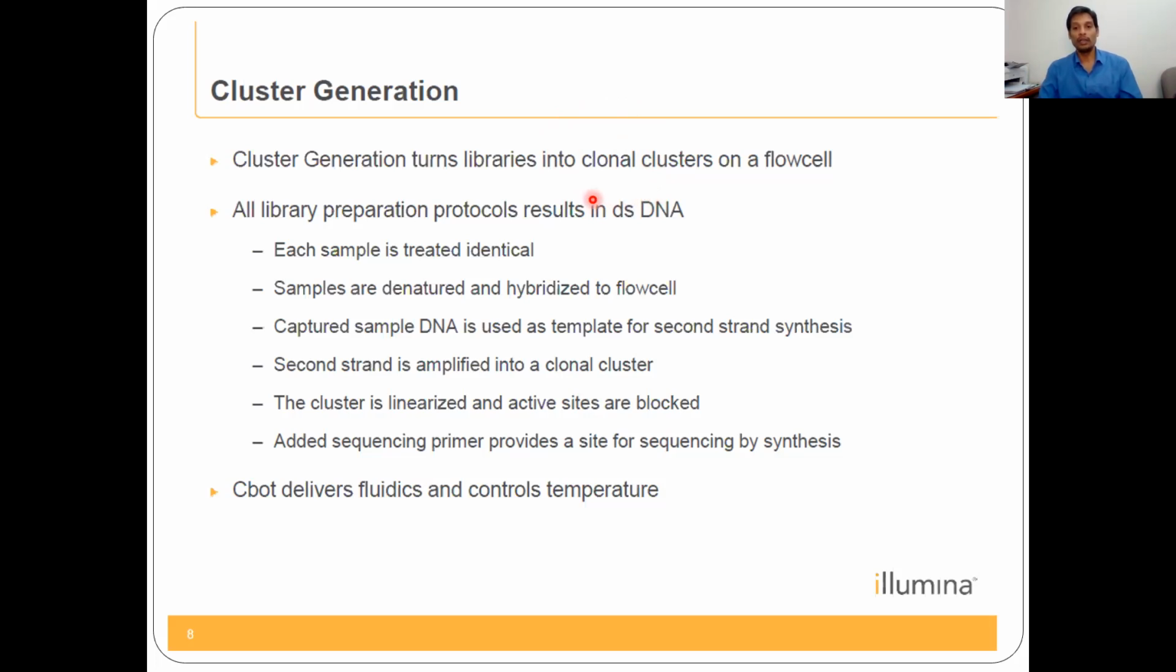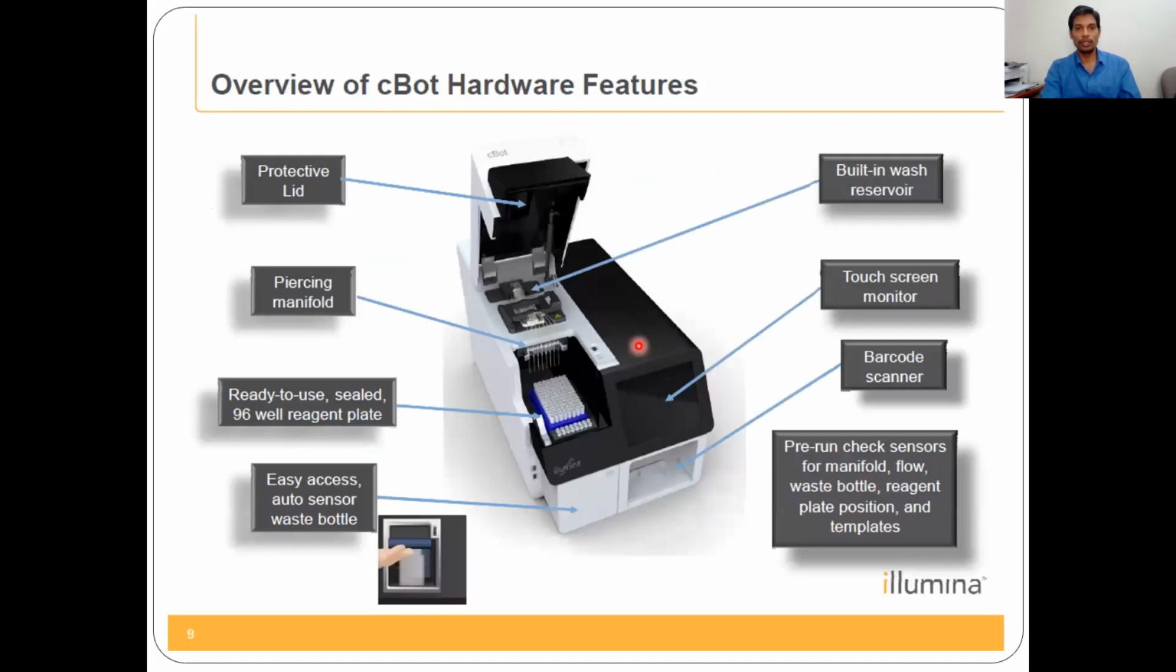So the library, the DNA sequences which we don't know, each individual sequence we are making into clones. So we are forming a cluster, that's why we call them clonal clusters, which we are going to do on the flow cell. If I show you, you will understand better than reading here. So this is the machine, how it looks like, the hardware.